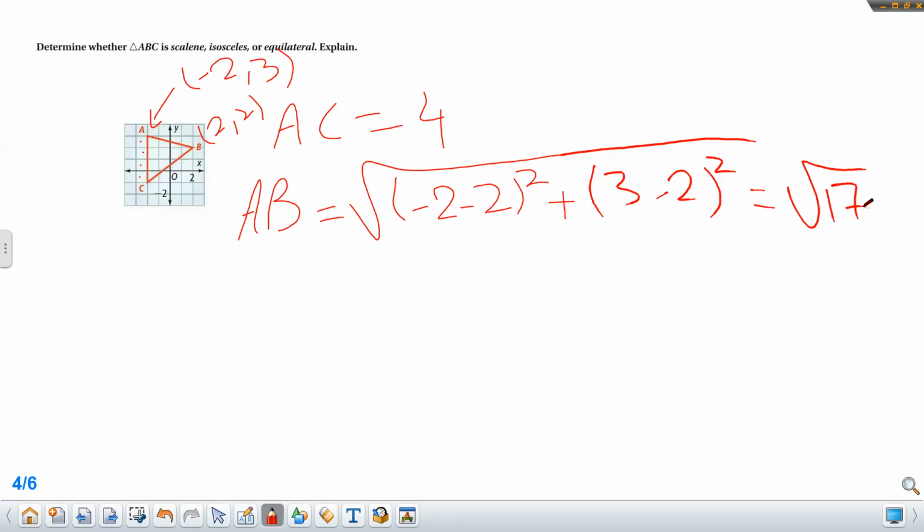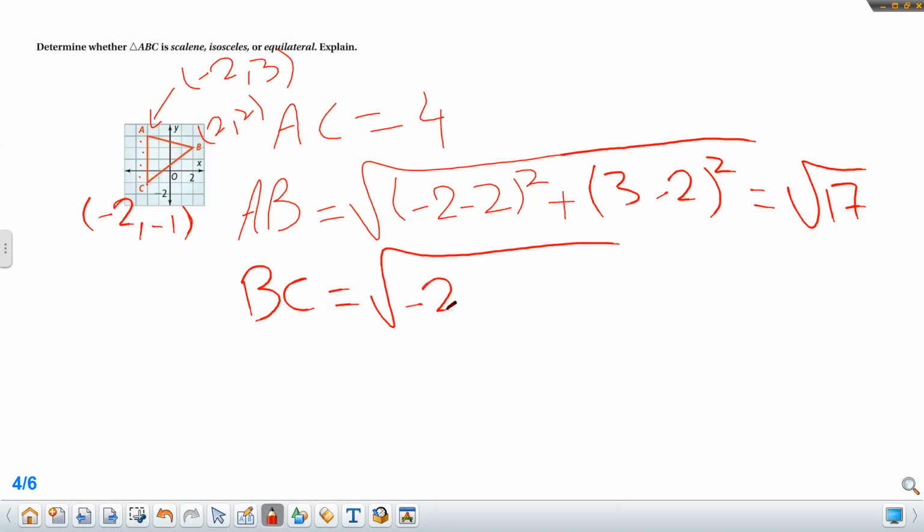Okay, this is AB. But what about BC? You can find BC by the same rule, but mention C first. C is -2 and -1. Then you can find BC by the distance formula. How? BC is (-2 minus 2) squared plus (-1 minus 2) squared.